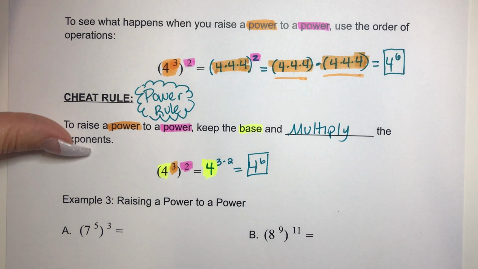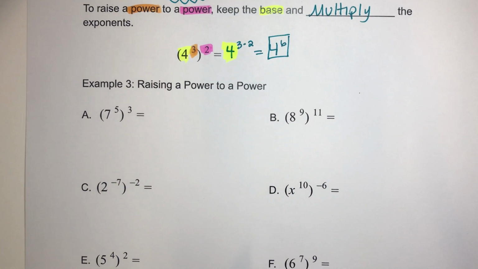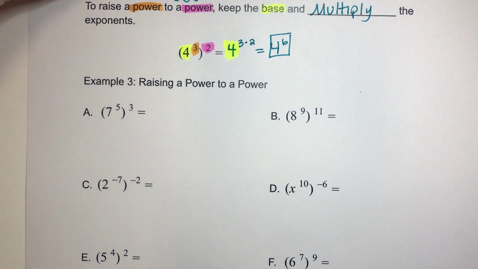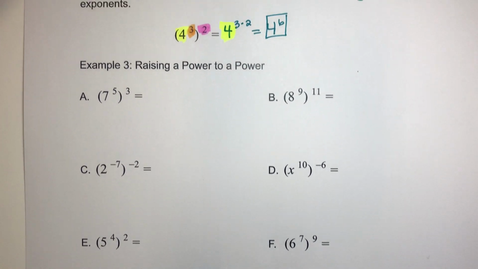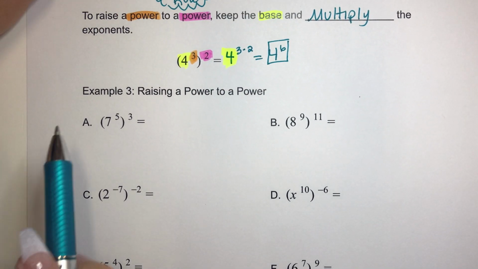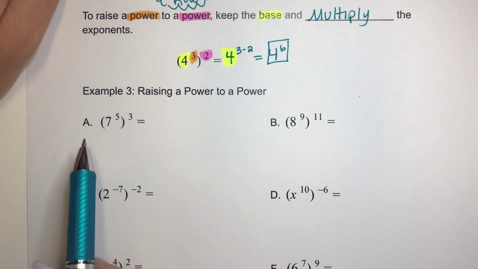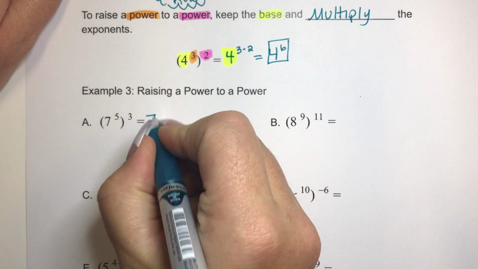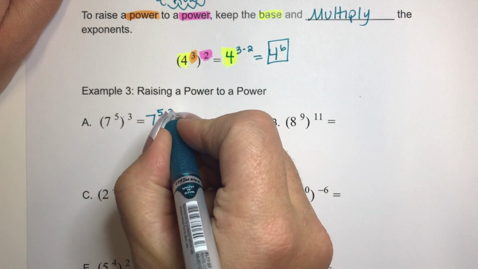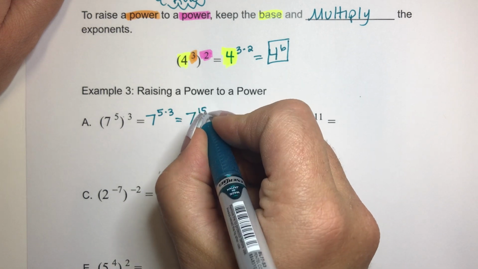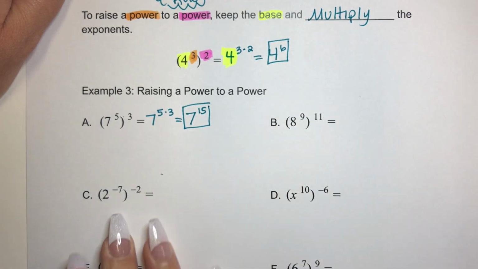Okay, so let's look at a few problems. Raising a power to a power. Let's go up here. So we have 7 to the 5th raised to the 3rd power. This is a power being raised to a power, so we keep that base and just multiply those exponents, which is 7 to the 5 times 3, which is 15, 7 to the 15th.